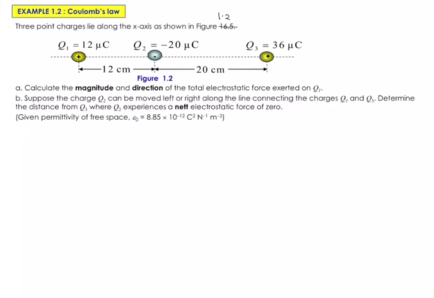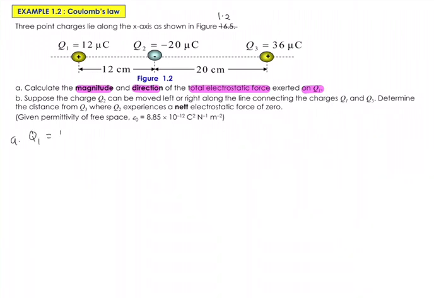Example 1.2, Coulomb's law. Three point charges lie along the x-axis as shown in figure 1.2. Part A: calculate the magnitude and direction of the total electrostatic force on Q1. Part A, write down the information.